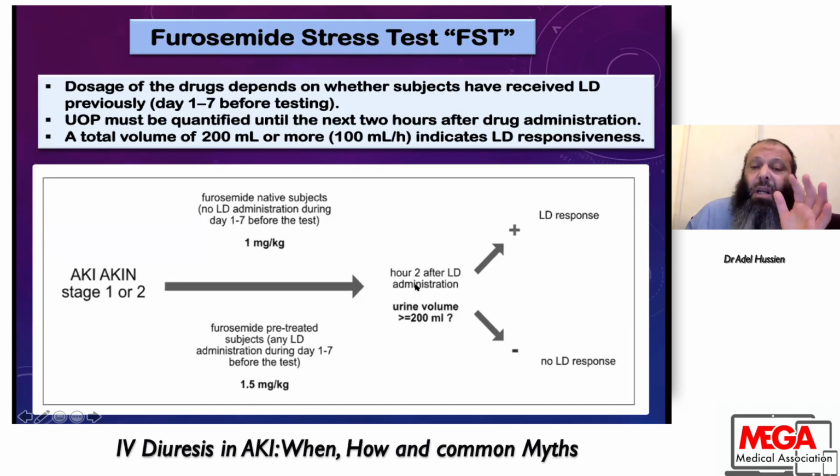Then we will look for the response 2 hours after this challenge, or after this stress test. The outcome is a urine volume equal to or more than 200 ml. If yes, this is loop diuretic responsive. If no, this is loop diuretic non-responsive. We call this the furosemide stress test. So a total volume of 200 or more indicates loop diuretic responsiveness, based on the category, either furosemide naive or pre-treated with loop diuretics.